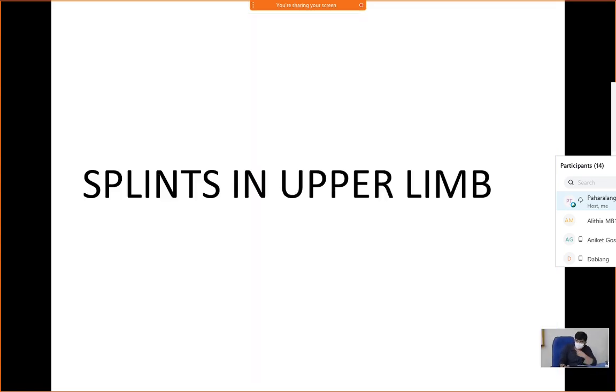Splints in the upper limb. This was about the material we are using for splints. Now we will go to the specific splints we are using, and these are not a complete list. I am giving you a brief idea about the daily uses only, which we are using daily here.